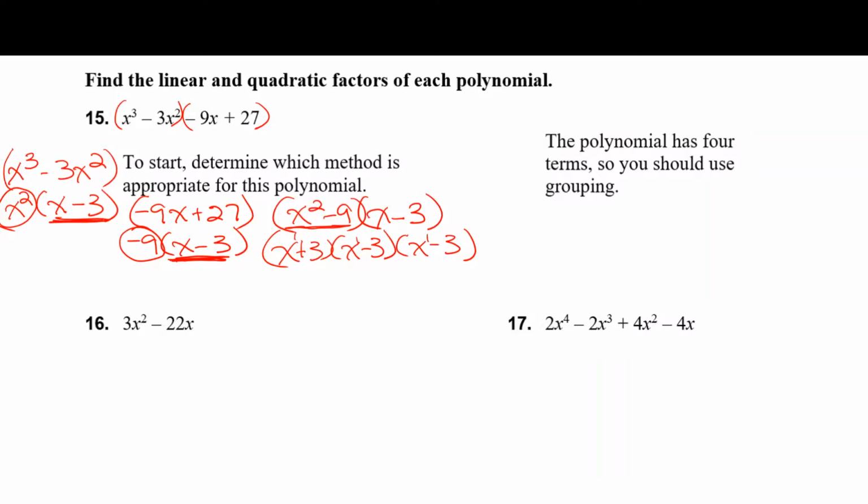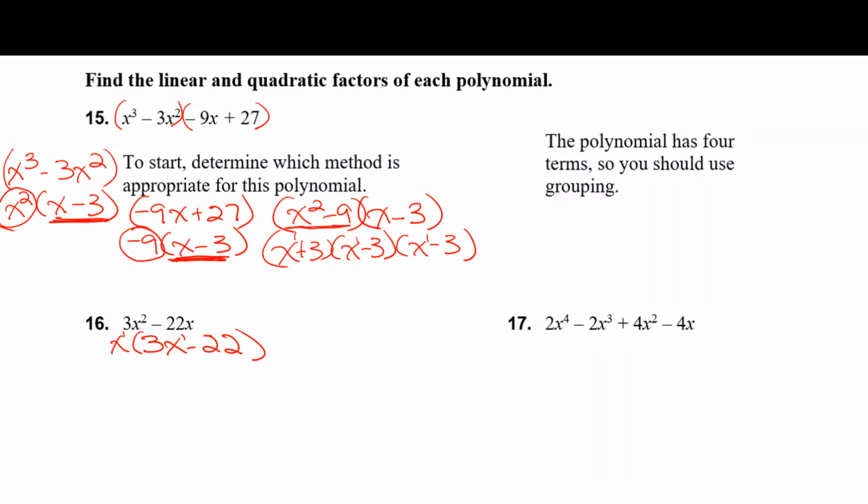Number 16 says 3x squared minus 22x. The only thing I can really see is that I can pull an x out when I'm factoring. So I'm going to factor the x out, and that's going to leave me with 3x minus 22. That's really all I can do. Again, my exponent is 1, so these are two linear factors. All right, let's look at number 17.